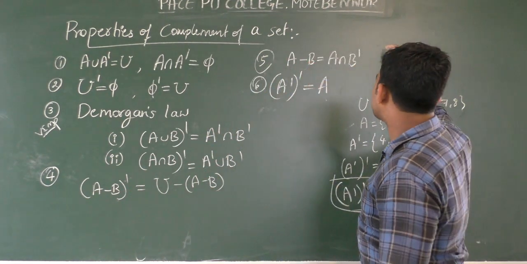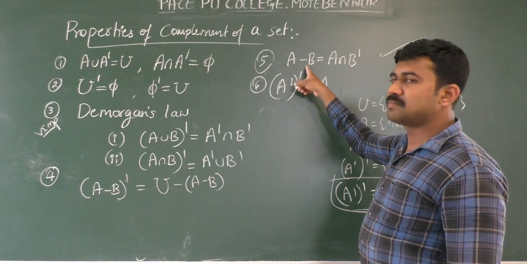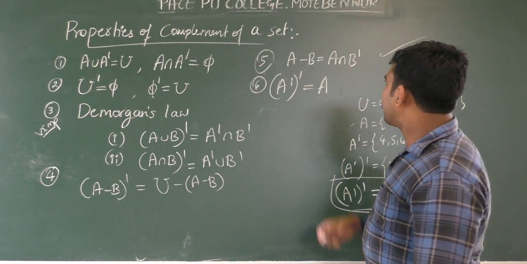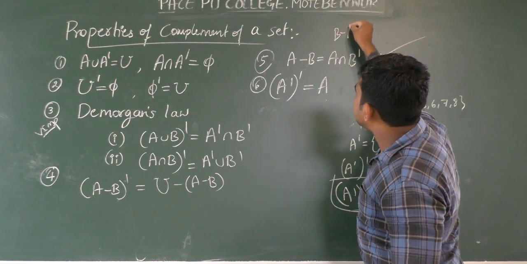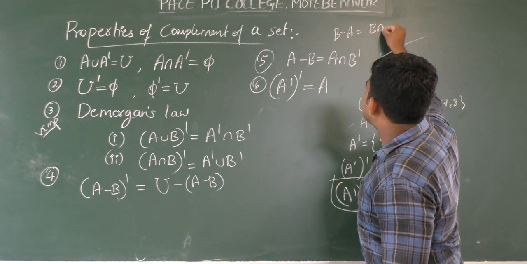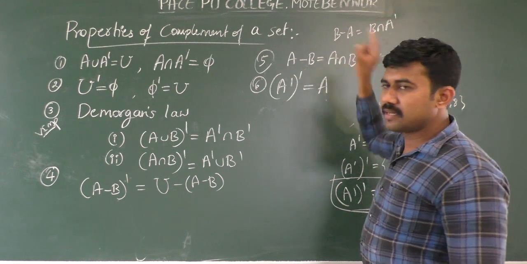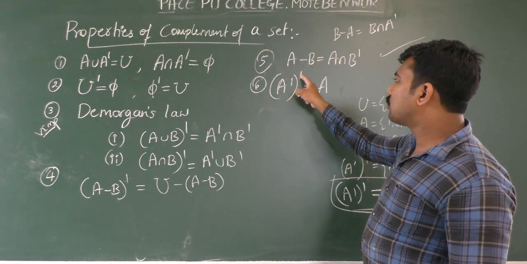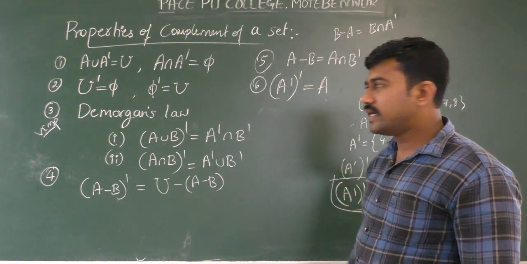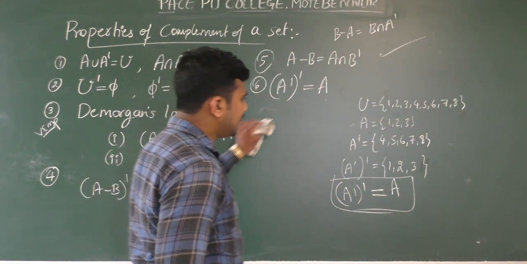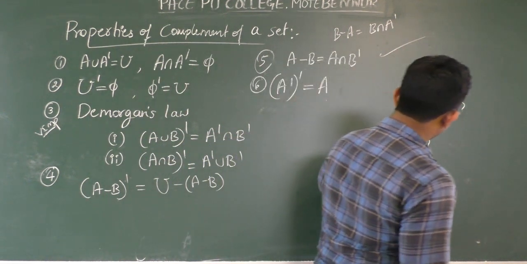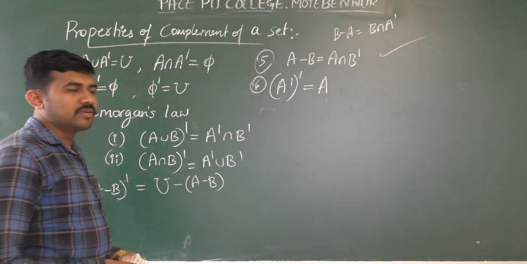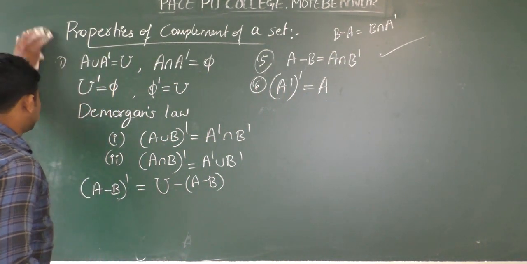And then this is also very important. In some cases we are using this one. That is A minus B can be written as A intersection B dash. Okay, similarly B minus A can be written as B intersection A dash. Okay, like this, same by interchanging A and B. Next, last one. A dash dash is equal to A. So these are the important properties of complement of a set.